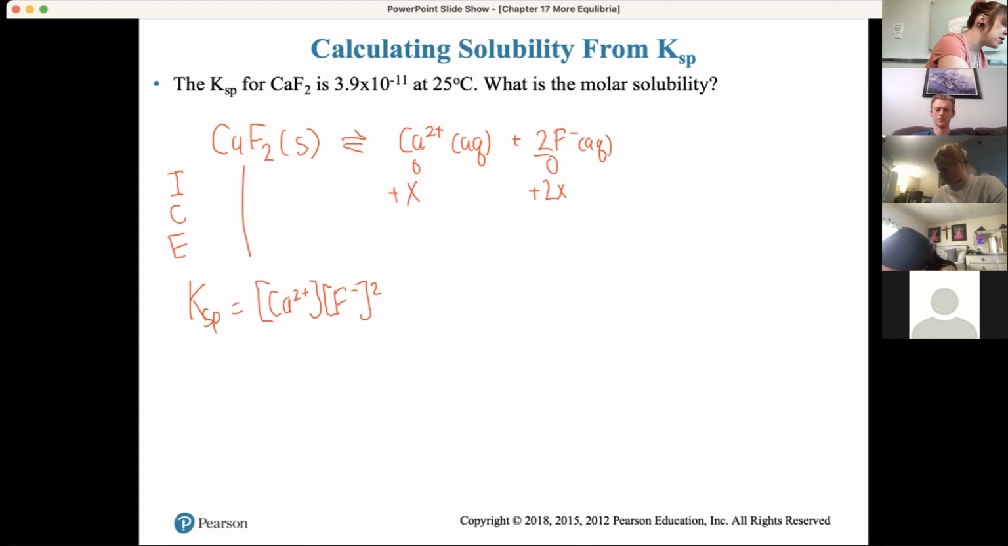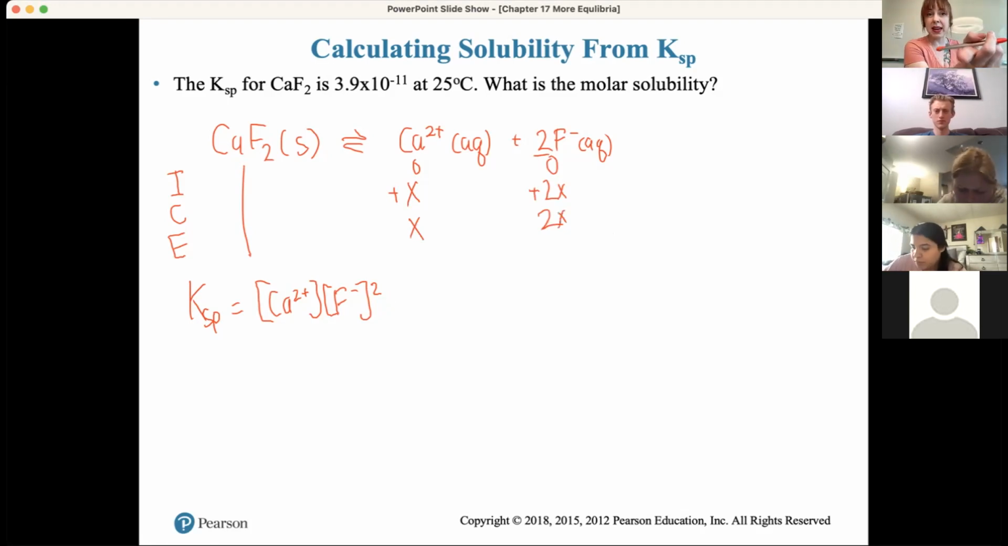It's also the number that goes, whoa, it's squared. Do you like that arrow? I was winging it. So we not only have to take it into account in our ice table, but also in our expression. So the factor for fluoride is going to be doubled and squared. So don't want to mess that up. Okay, great. So then at equilibrium, we have X and 2X. And then we just plug that into our KSP.